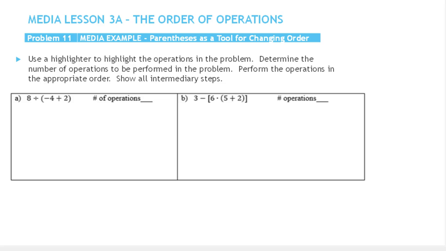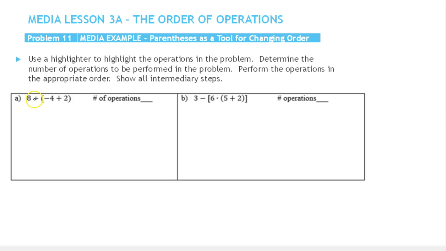Now we're going to do some practice problems when we're given the problems in symbolic form and perform the order of operations as we've learned. So we are always going to do parentheses first, then we'll do any multiplication or division, then we'll do any addition or subtraction, working left to right. So let's highlight our operations.